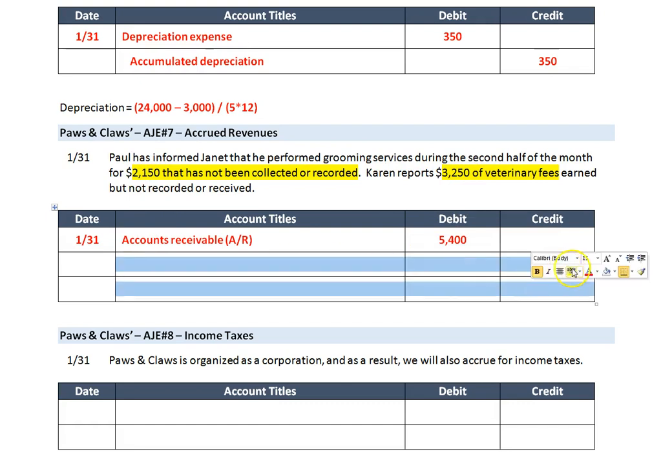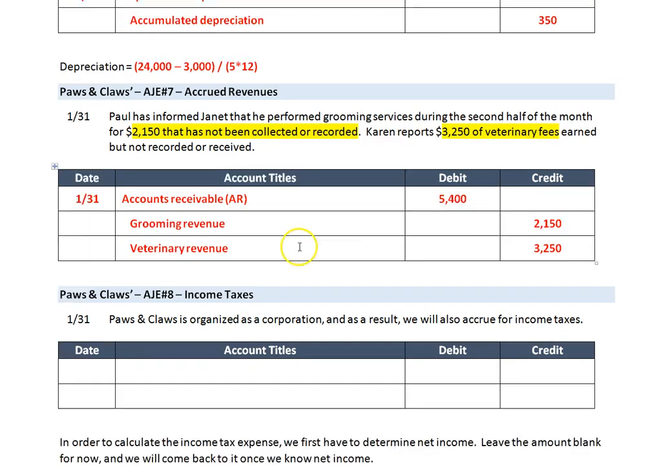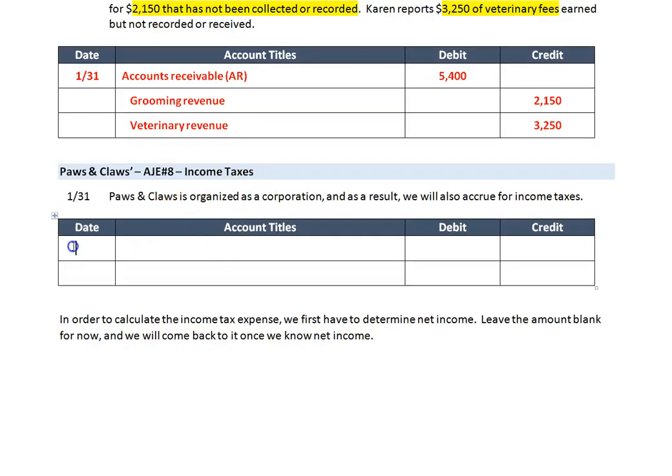And the next two should be grooming and veterinarian revenue for the respective amounts, 2,150 for grooming and 2,250 for veterinarian. So we're accruing the revenue. We've earned it, so we get to recognize it as revenue. We don't have the cash, so we have to put it into AR. All right, income taxes. We haven't seen an income tax, but this is an accrued expense.